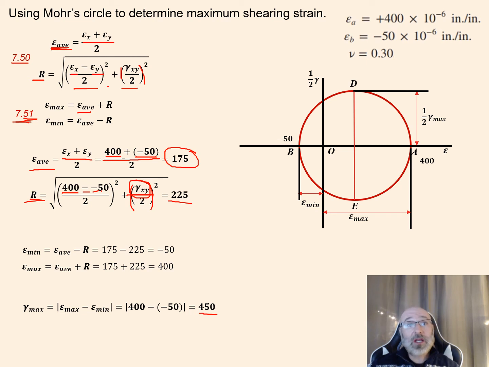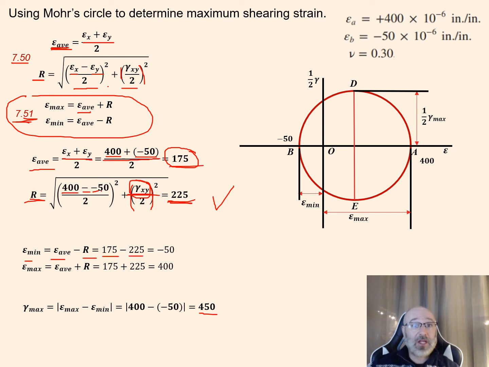Or we could plug in our 450 right there, and it'll prove to us that our radius is 225 and that our diameter is 450. So that's another way we can double check. Then we can move on to our equation 7.51 here, and we can say our epsilon min is equal to our epsilon average minus our radius. Well, we've already solved for this. Let's do a double check. Our epsilon average we just found up here is 175, and we found that our radius is 225. We plug in for that, so this is a negative 50.